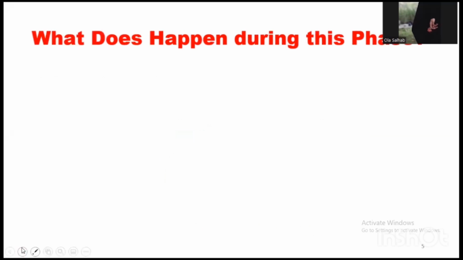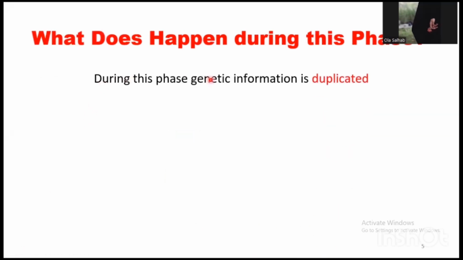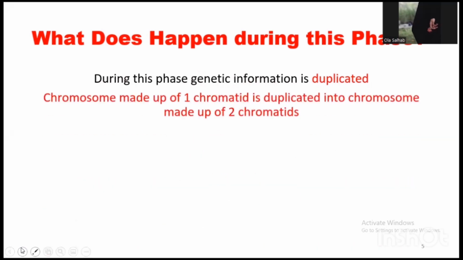What happens during this phase? During this phase, genetic information, by which we mean DNA, is duplicated. What does this mean? A chromosome made up of one chromatid is duplicated into a chromosome made up of two chromatids. So as simple as this. In this phase, the most important thing happening is that the chromosome made up of one chromatid will transform into a chromosome made up of two chromatids. This is the duplication of DNA.